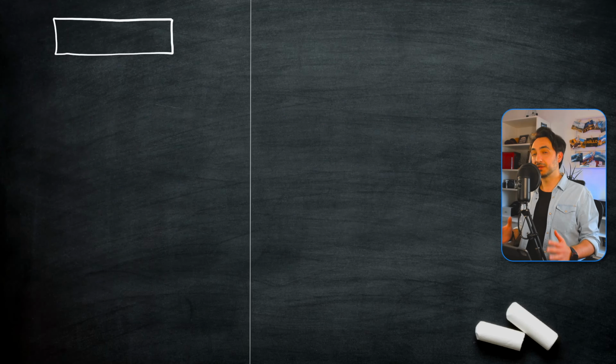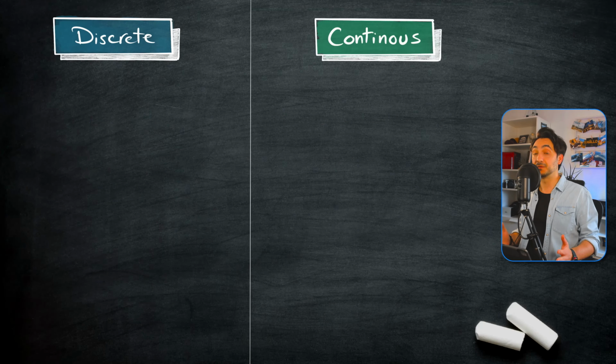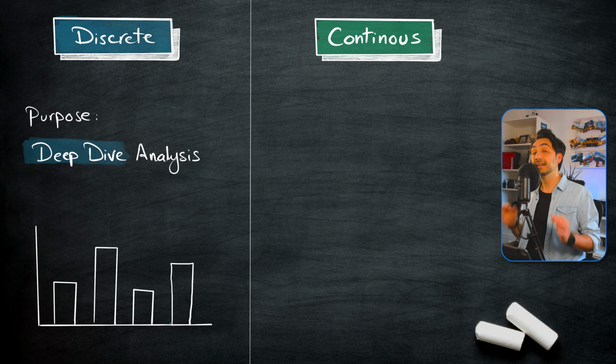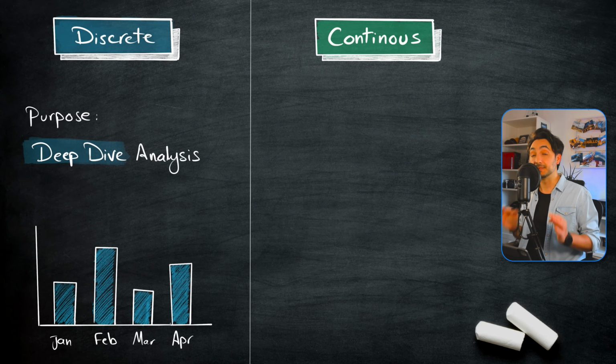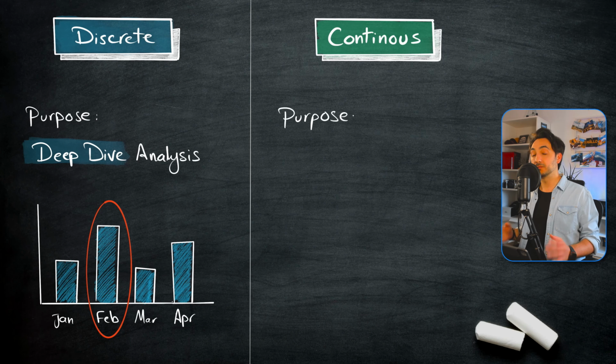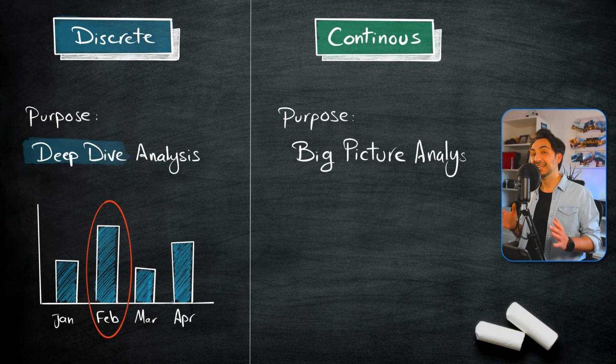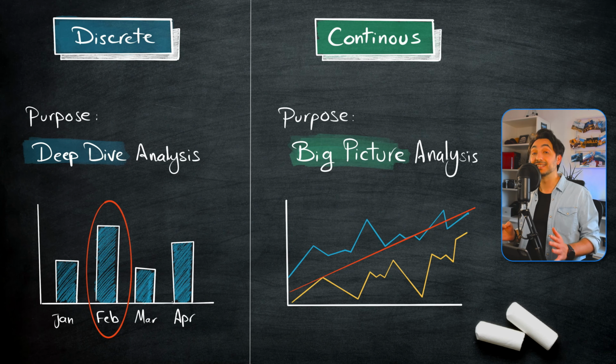Okay, so now let's move to the next one, and this is really important to understand what is really the purpose of having continuous and discrete in Tableau. The main use case of using the discrete values is to do a deep dive analysis in a specific scenario. And on the other hand, we're gonna use the continuous values to see the big picture and do trend analysis.